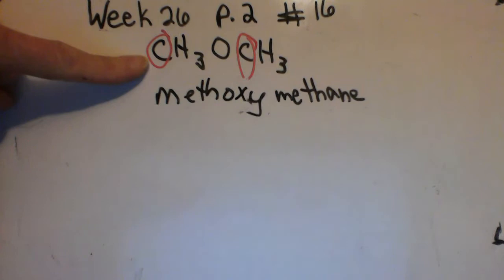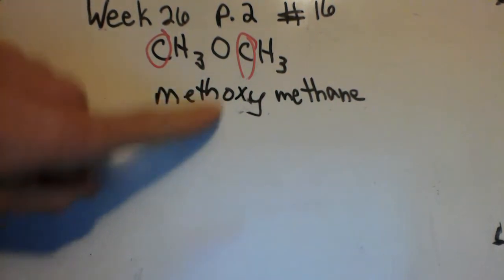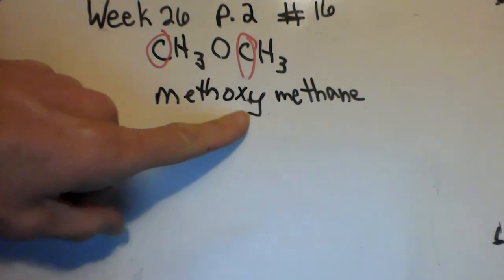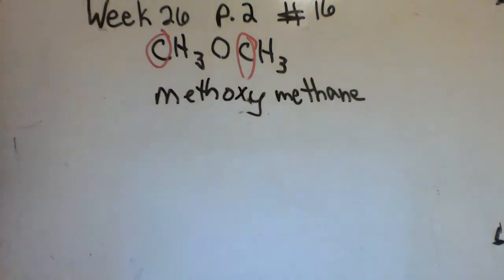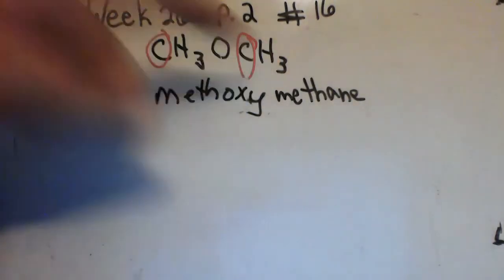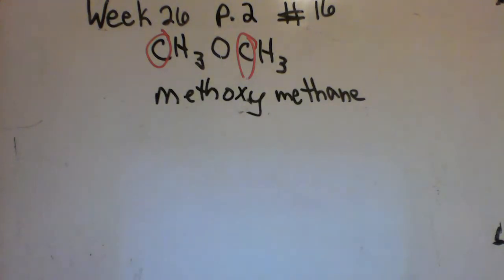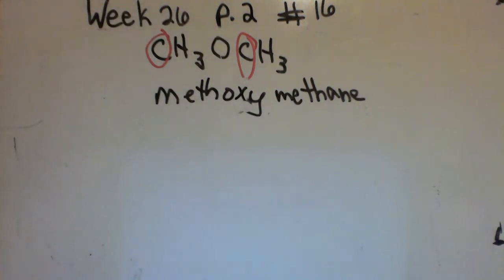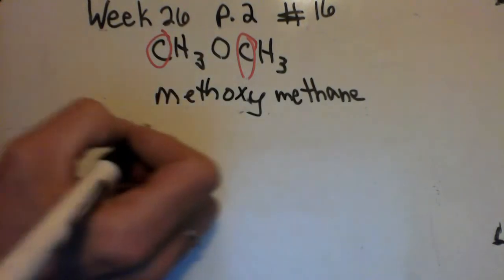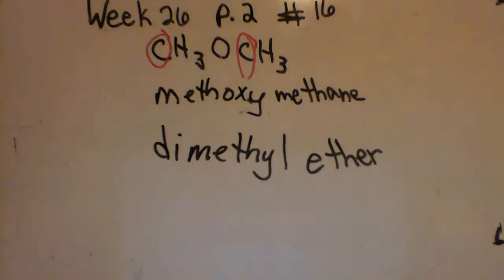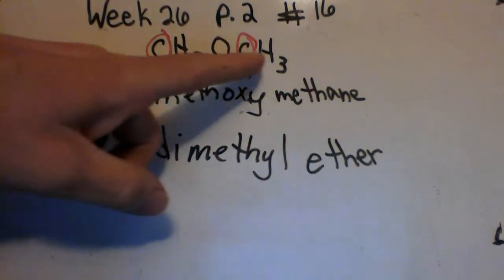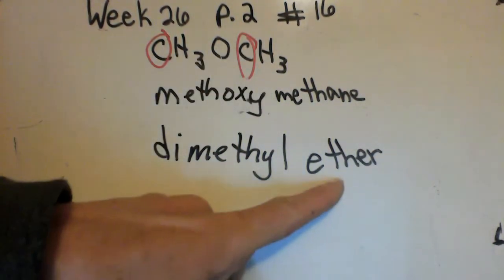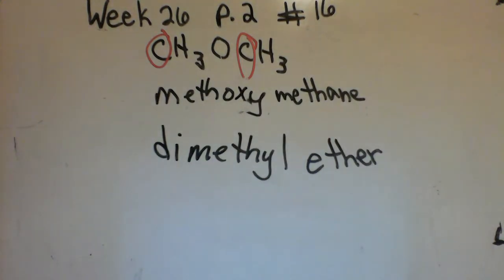So we'll name the first meth, oxy for the O, methoxy, and then methane. Now, since both of these groups, if they were branches with the "yl" ending, are the same, we have to give them a prefix of di to show that there's two. And the common name would be dimethyl, meaning there's two methyls and it's an ether. Dimethyl ether.